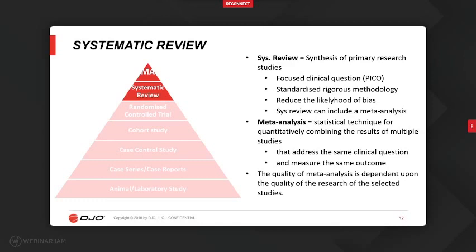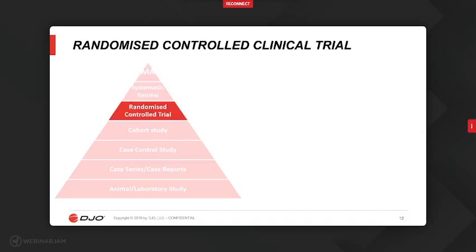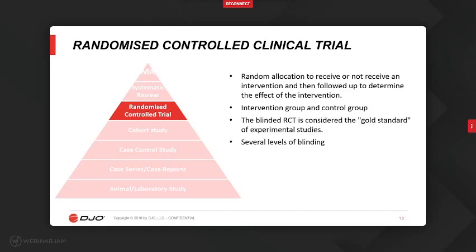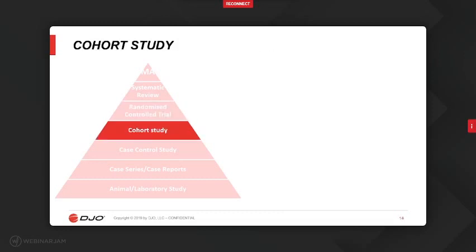And the quality of a meta-analysis is dependent upon the quality of the research of the included studies. Within the experimental studies, the randomized controlled trial is the highest level of research. In a randomized controlled trial, the subjects are randomly allocated to receive or not receive an intervention. So they are allocated to either the treatment group or intervention or control group, and this allocation happens at random. There is in a randomized controlled trial the concept of blinding, but this will be explained in a later slide.